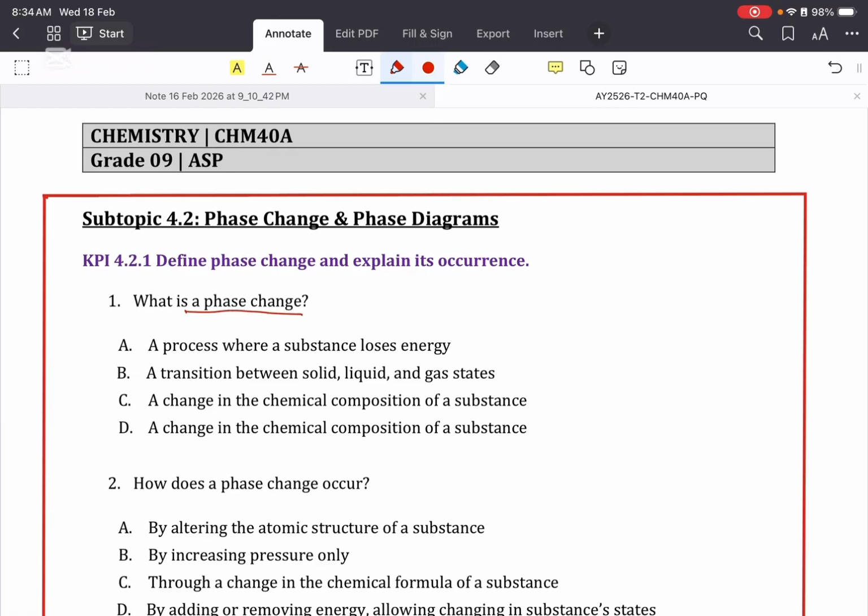What is a phase change? A phase change is when a substance goes from solid to liquid to gas and vice versa. So it's a process, a transition between the three physical states. The chemical composition of the substance during this transition does not change. It remains the same.